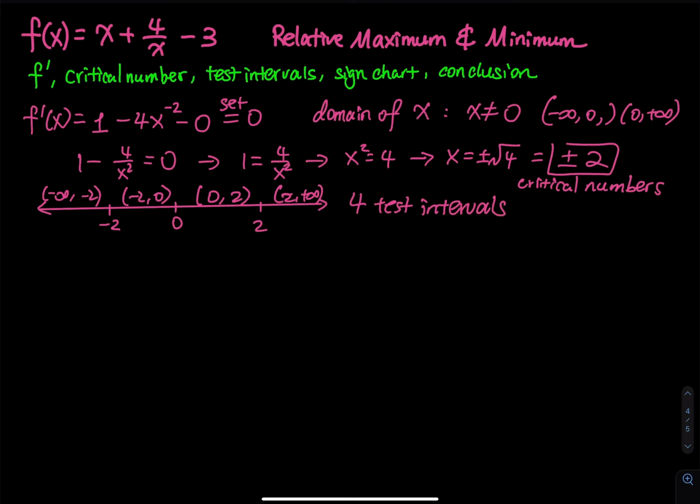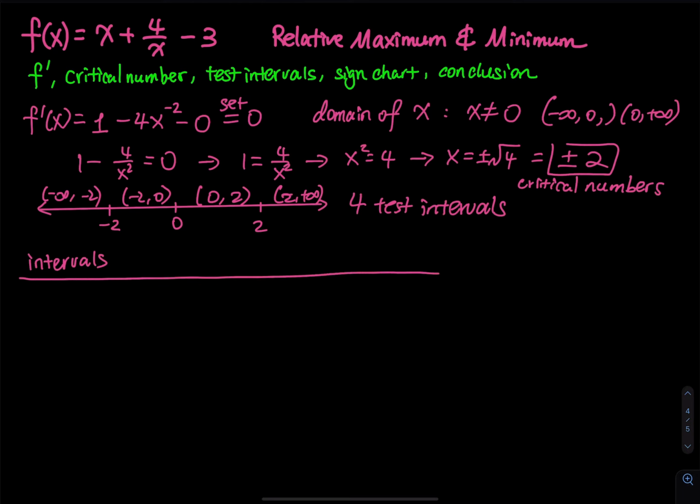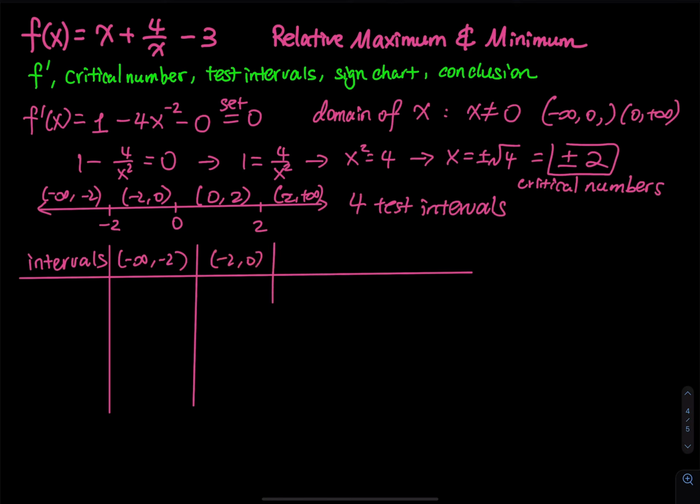And then which interval is increasing, which interval is decreasing? Let's find out using a sign chart. So for a sign chart, we are going to set up a table. The first row of the table is the test intervals. And then we draw a line. So the first interval is from negative infinity to negative 2. And then the next interval is from negative 2 to 0. And then the next interval is from 0 to 2. And then the next interval is from 2 to positive infinity.